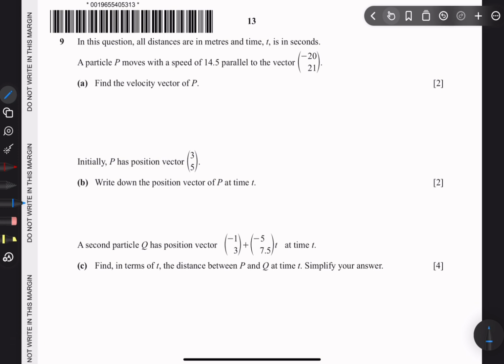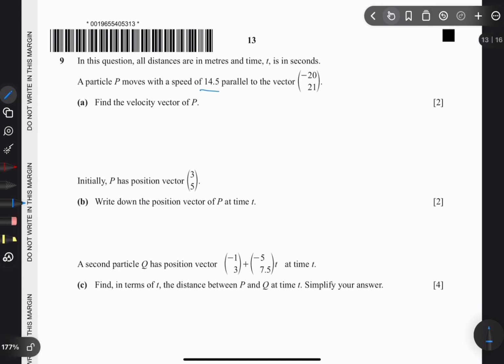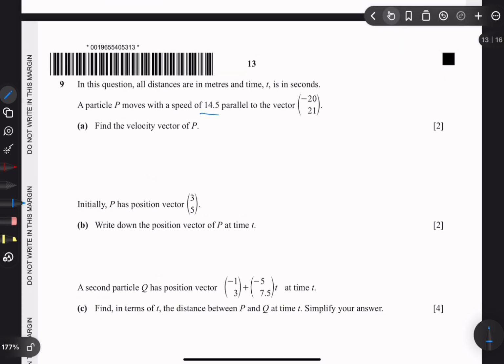Okay, question 9. A particle moves with a speed of 14.5 parallel to the vector. Find the velocity vector of P. Okay, so for this question, you can visualize the vector if you draw it out. So the top part means that it's moving left or right, and minus 20 means that it's moving left by 20, and then up by 21.